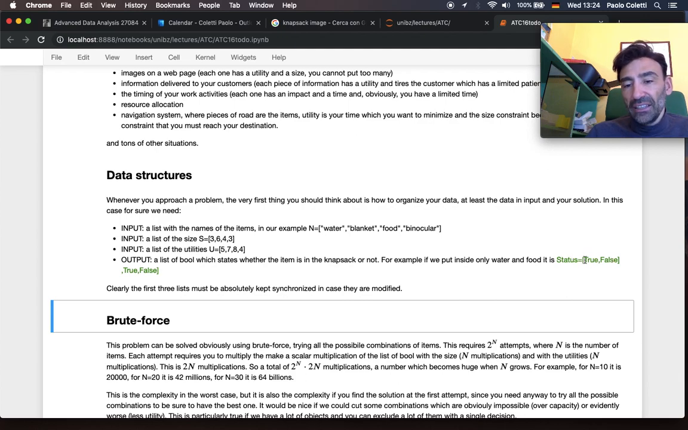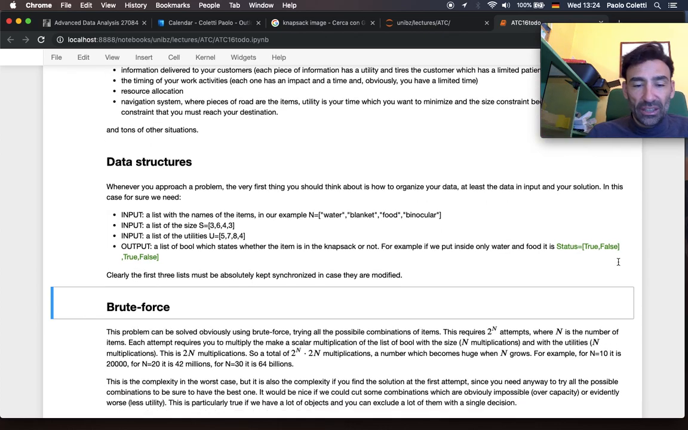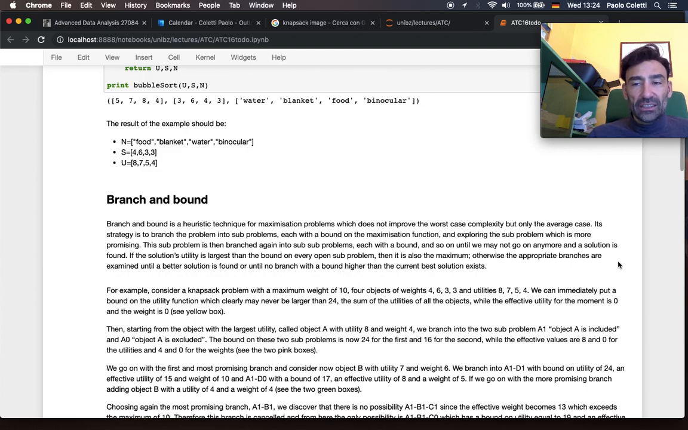In this case, I indicate that I have taken a decision on the first and the second one, but I have not taken any decision on the other items. So the status can be also partial, it doesn't need to have all the n elements. If you have less than n elements, it means that you didn't take any decision on the other items. So these are the data structures we need.